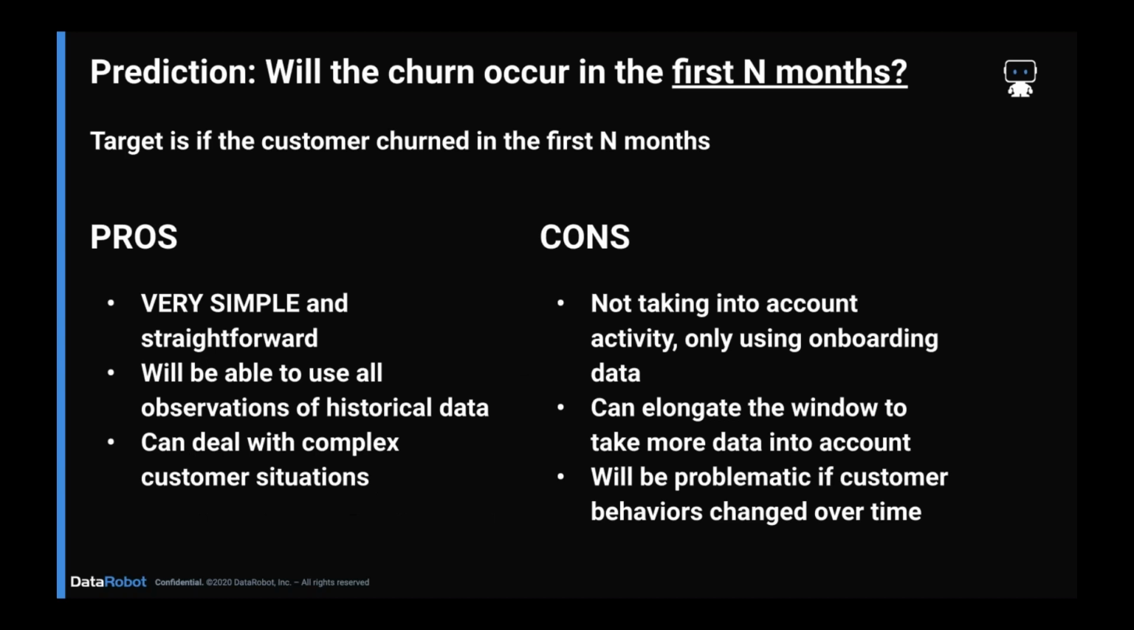So if we go for the first version here, will the customer churn within the first N months? There's a few pros and cons. It is a fairly simple problem to set up. We can use a lot of historical observations because we can use every single customer's starting point. And it doesn't really matter what the customer then does in the meantime, because we wouldn't be able to use it anyway when we want to make predictions on new customers.